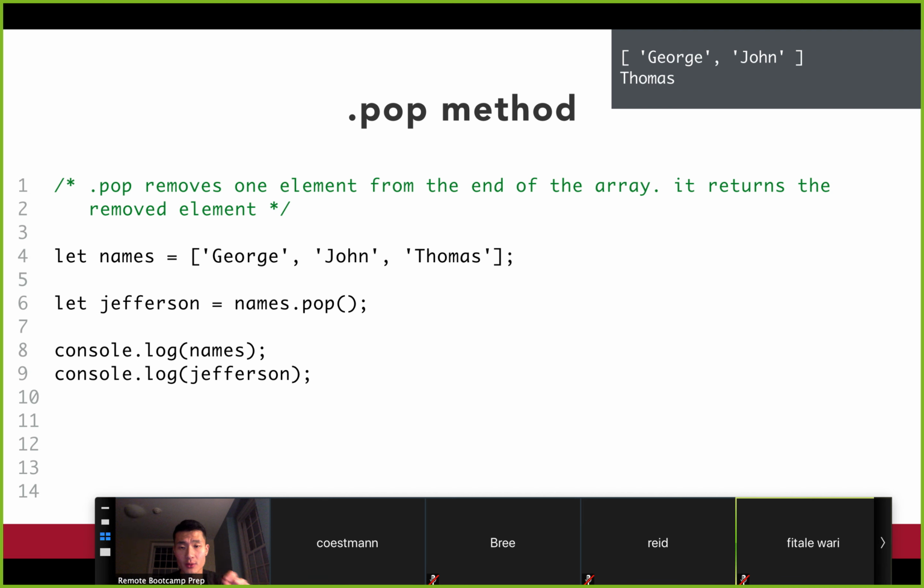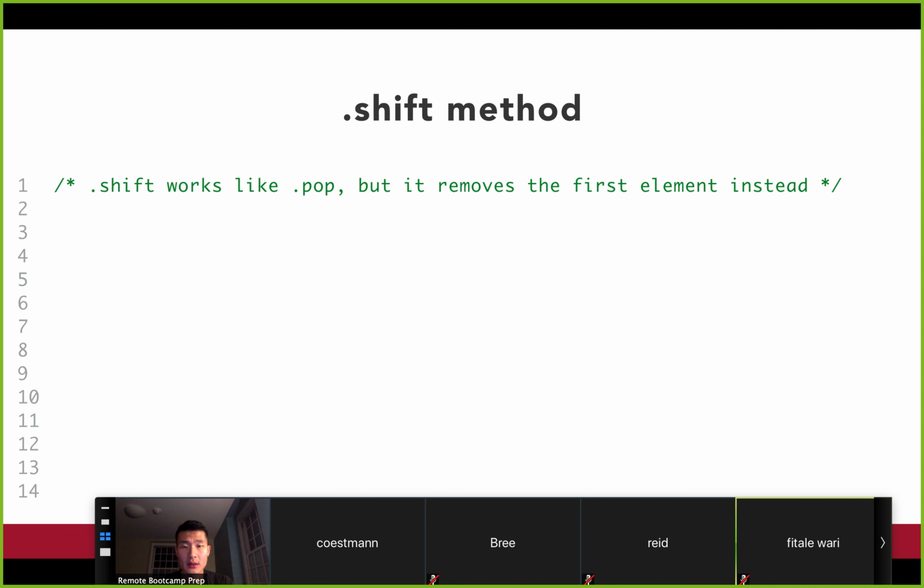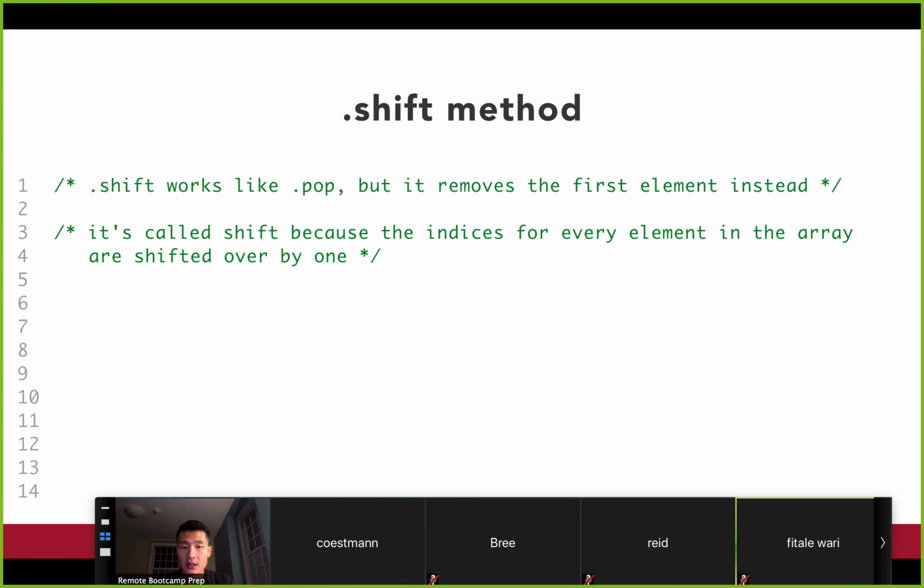Dot pop removes one thing from the end of the array. The next one is dot shift, which works just like dot pop in that it removes the one element from the array, except here dot shift just removes it from the beginning of the array instead of the end. It's called shift because, as you can imagine, every index shifts. Think of it as if you're in a line of 10 people and your numbers and the first person goes in and gets served. Well, now everyone else's position kind of shifts up one, right? Same exact idea. I don't think it's actually particularly creative, but hey, whatever.